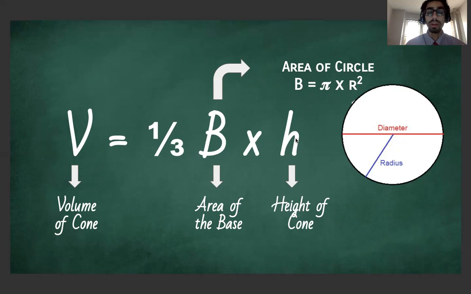Also, before we move on, it's important to distinguish between diameter and radius. The diameter is the full length across the circle, whereas the radius is half. So make sure that when you're plugging numbers into the formula, you are taking note of what you're being given.